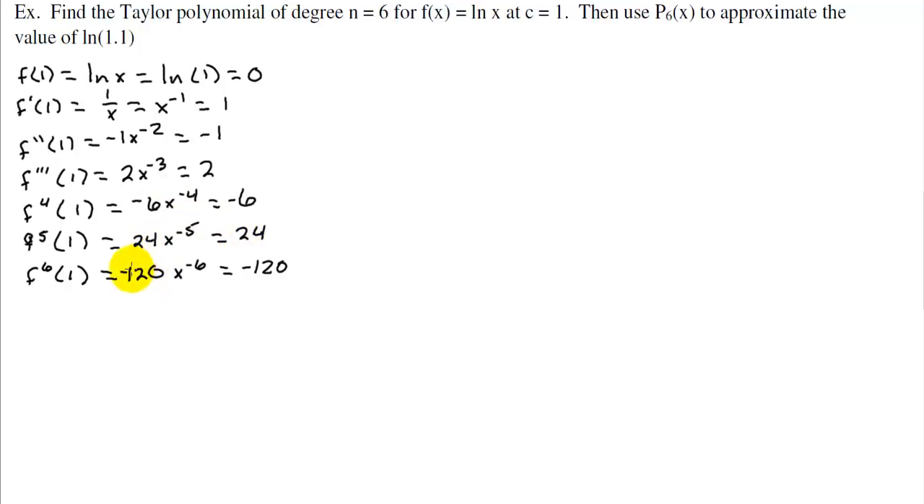And then we get 24, and finally we get negative 120 when we plug 1s in for all of these x's. It's just going to be divided by 1. So now the polynomial p sub 6 of x centered at 1 is going to be equal to, the first one is 0, so we have 0, and then plus 1, so that's 1 times x minus 1, over 1 factorial. And then we have minus 1 times x minus 1 to the second power over 2 factorial, plus 2 times x minus 1 to the third over 3 factorial.